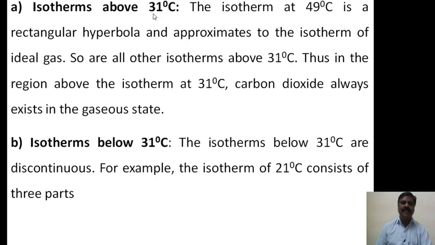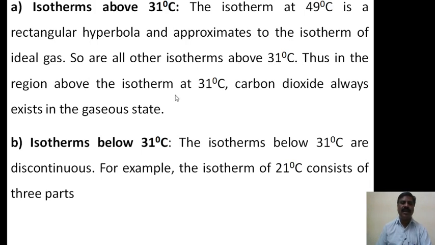It is exactly at 49 degrees Celsius or 48 degrees Celsius. It is a rectangular hyperbola, and it is considered an ideal gas because an ideal gas has a rectangular hyperbola form. So are all the other isotherms above 31 degrees Celsius.